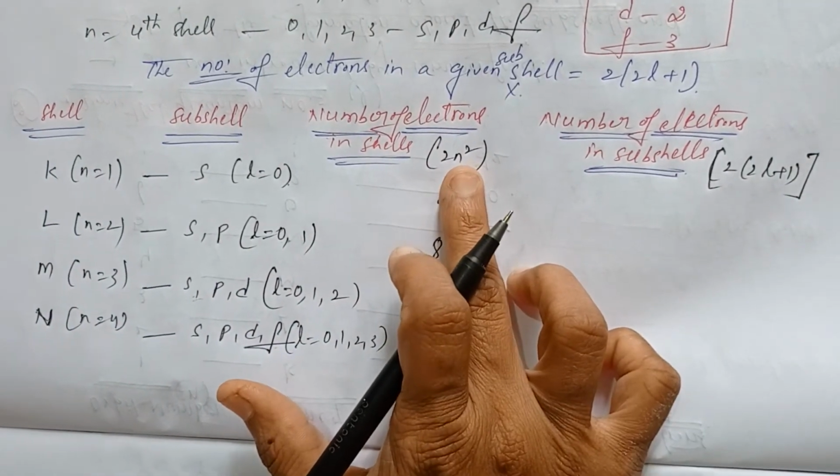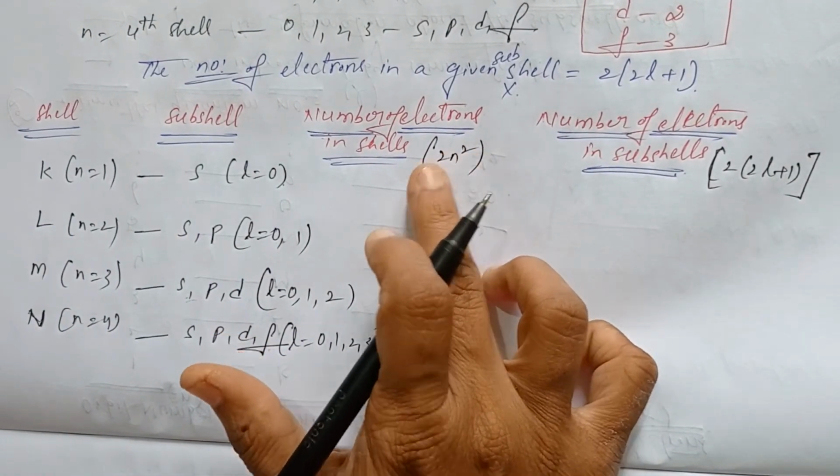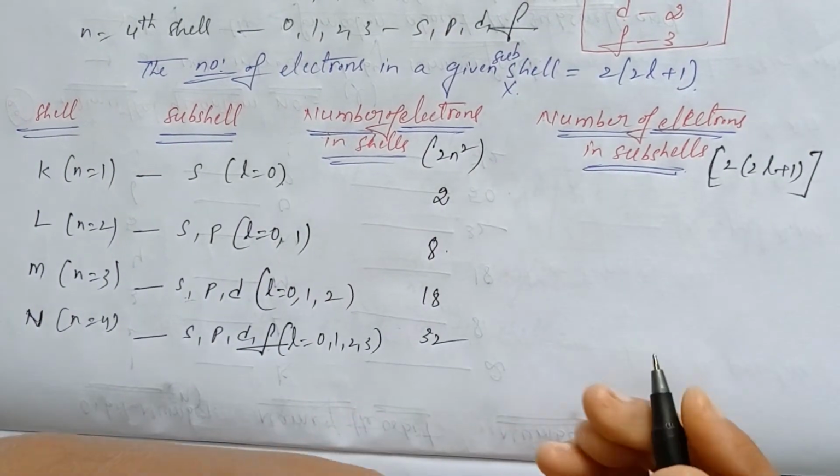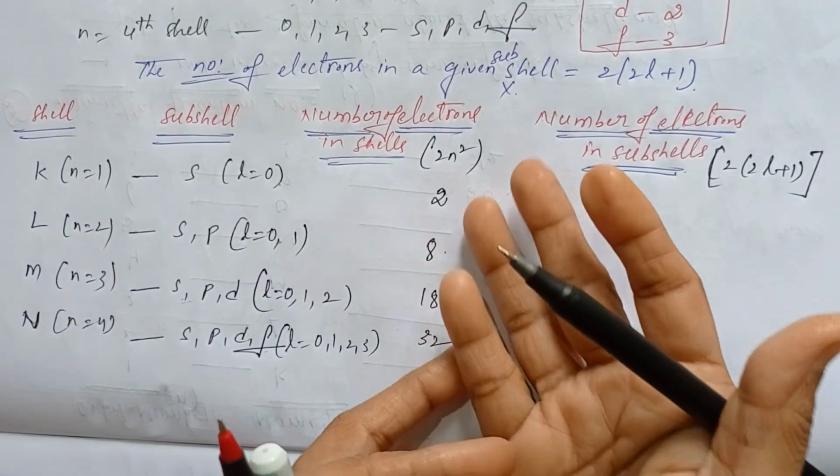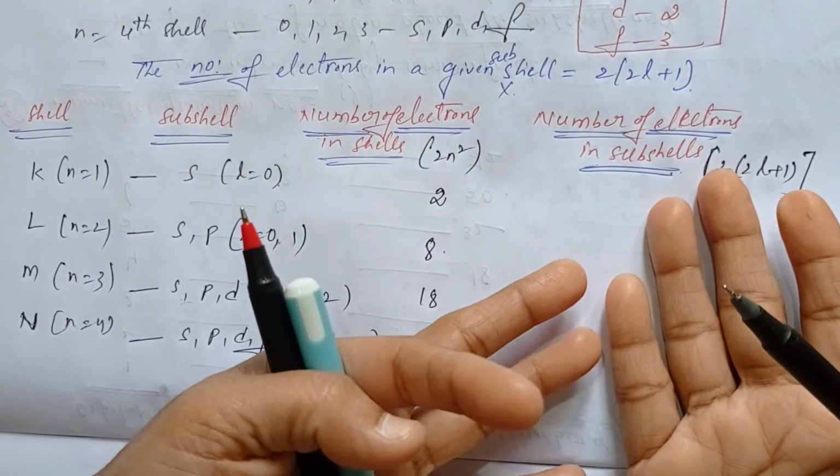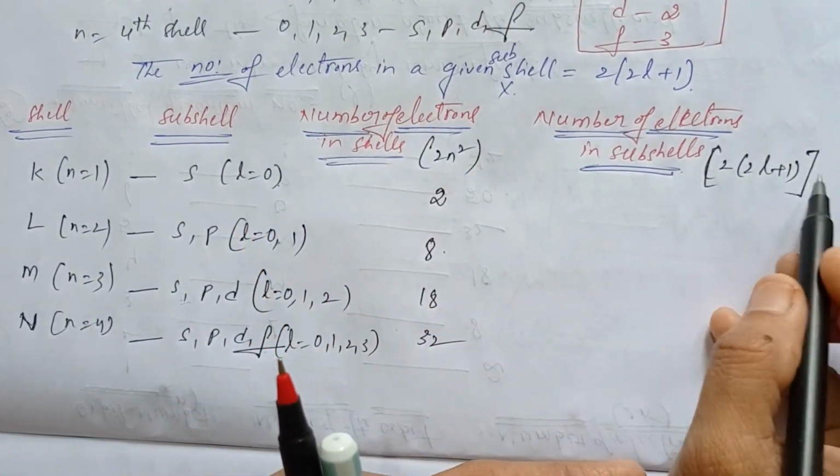So n equal to 4 means 4 square. 4 square means 16. 16 twos are 32 electrons. Are you clear? This is the number of electrons in the shell. Now, the number of electrons present in the subshell: how much, students? 2 into (2l plus 1).